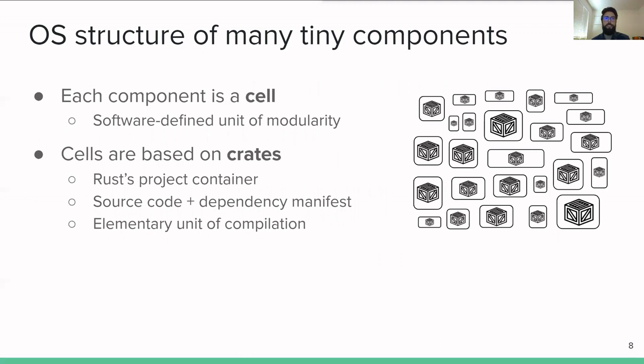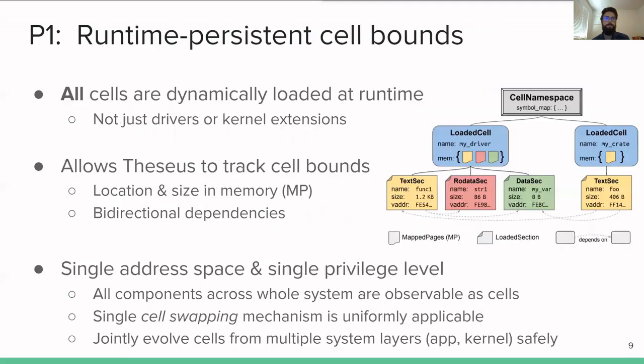Every component in Theseus is a cell, a software-defined unit of modularity that serves as the core building block of the OS, much like their namesake of biological cells in an organism. Cells are based on crates, which is Rust's project container, that comprises source code and a manifest file specifying its dependencies on other crates. To realize the first principle of runtime-persistent bounds, we dynamically load all component cells within Theseus, not just drivers or extensions, as commonly done in other safe language OSs and microkernel and monolithic systems too.